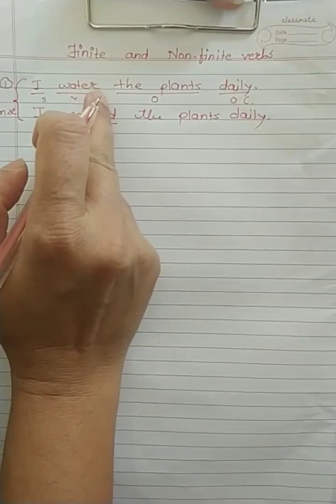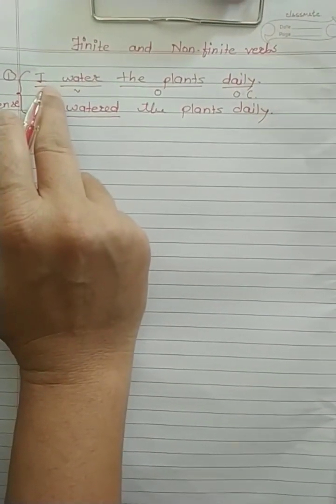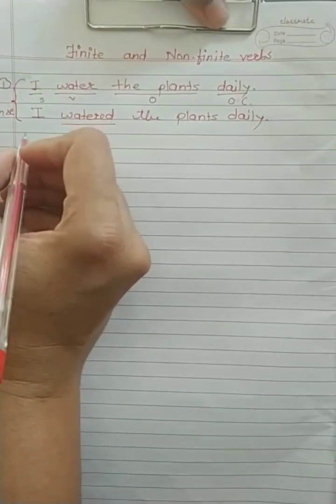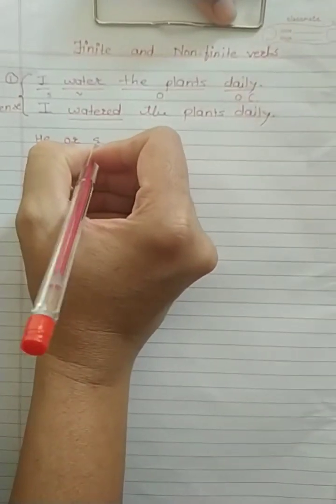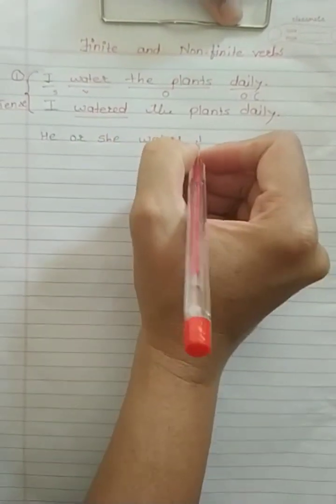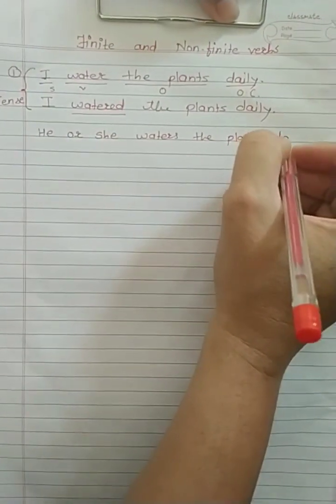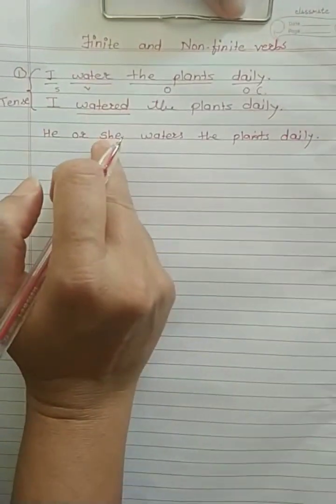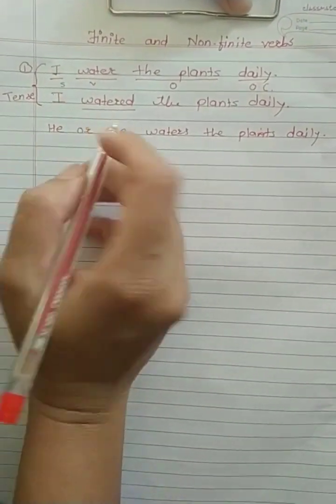If I consider the same sentence, here the subject is in first person. If I change it to third person, the subject will be he or she. He or she waters the plants daily. Here the verb is changed as the person is changed.